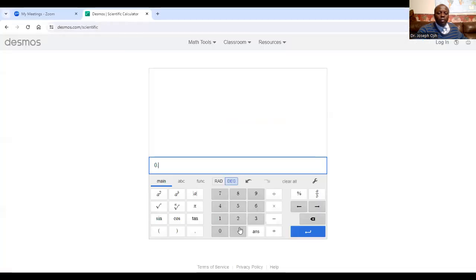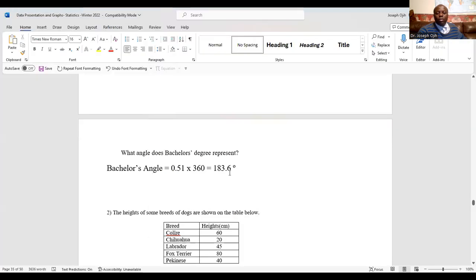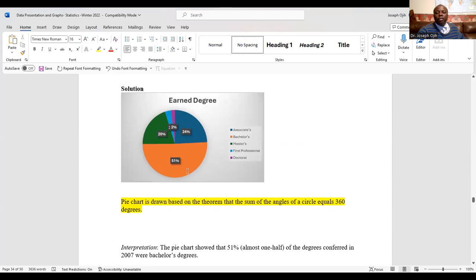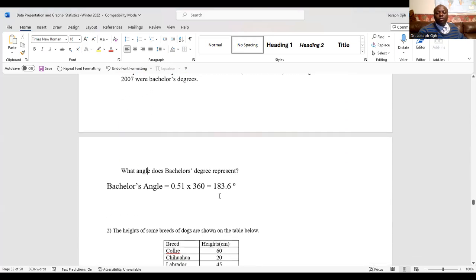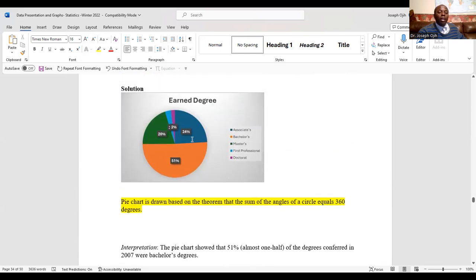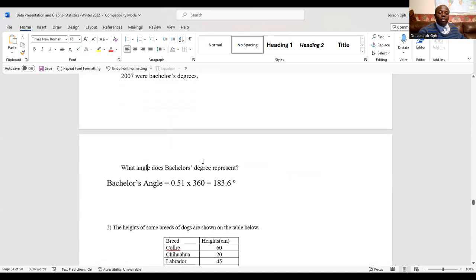0.51 times 360. See, 183, which is what I got here. So if I ask you that, you know what to do. Multiply the percent by the angle of 360. You get the angle that percent represents. So if I ask you what angle the associate degree group represents, just multiply 24%, which is 0.24, by 360. And you get the angle.